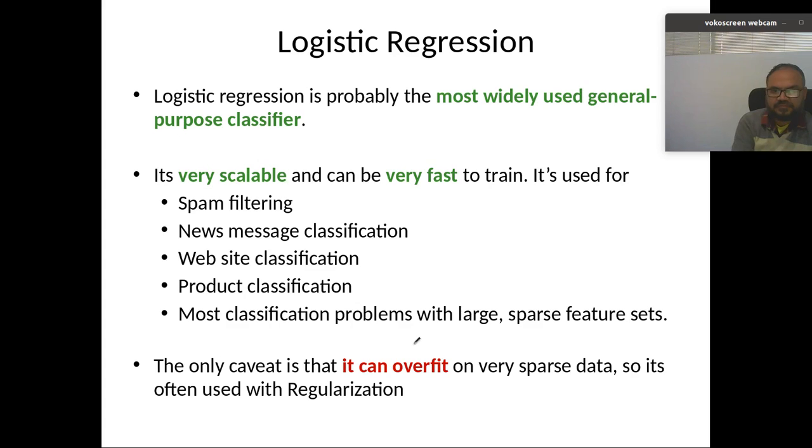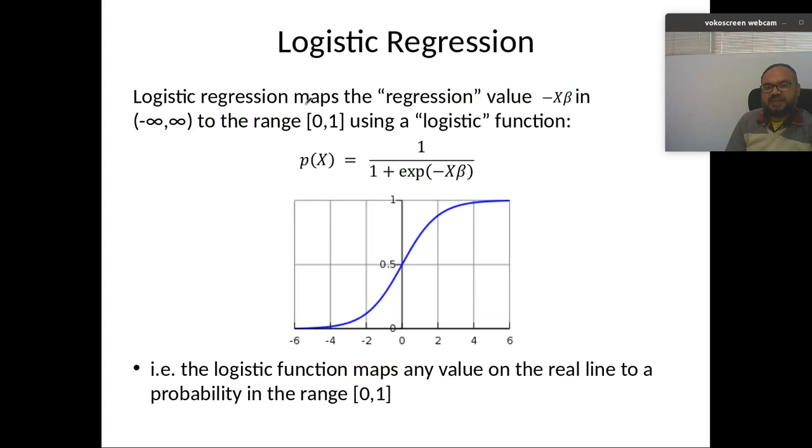Logistic regression basically maps the regression value, that is x beta, and because it's a regression value, the range is between minus infinity and plus infinity. It's a real number, so it maps the real number to a range between 0 and 1 using a logistic function. Because of this, the function is called the logistic function, and here is the plot of the logistic function. Whatever the input is, the output is always a number between 0 and 1. It's a continuous function, and outputs a continuous but bounded value, which means that the logistic function maps any value on the real line to a probability in the range of 0 and 1.